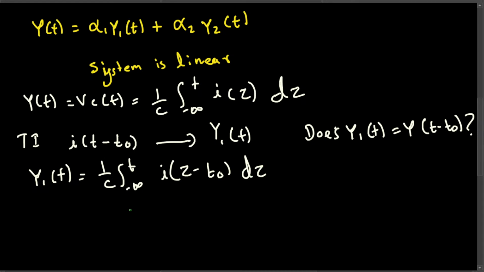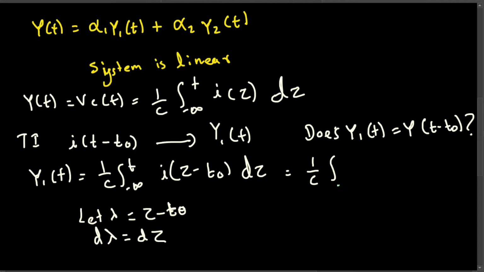Now to integrate this one, what we can do is introduce a new variable, lambda, that is equal to tau minus t naught. If lambda is tau minus t naught, then d lambda is going to be d tau. Okay, so let's substitute that and do the integration. 1 over c integral from negative infinity to t minus t naught of i of lambda d lambda.